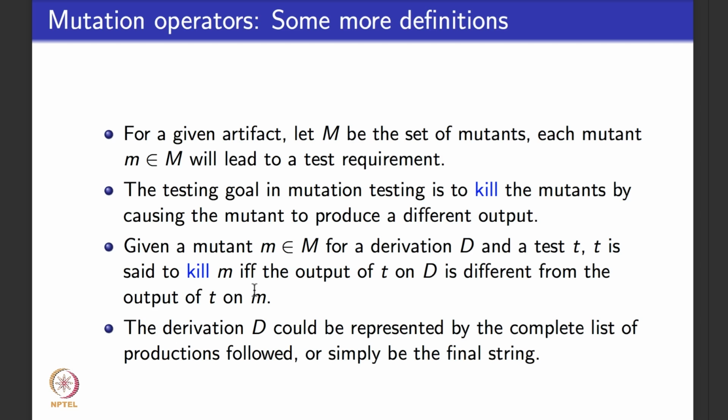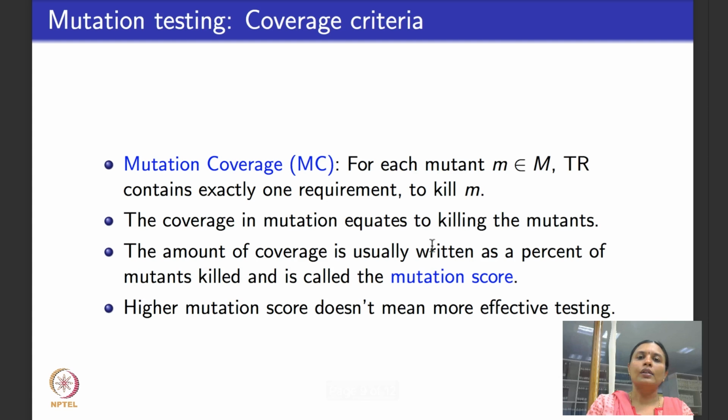This definition is very important because the core of mutation testing lies in understanding or designing test cases for killing mutants. So the derivation D could be represented by the complete list of productions or simply by the direct resultant final string, which could even be the program. So here are some coverage criteria for mutation testing.